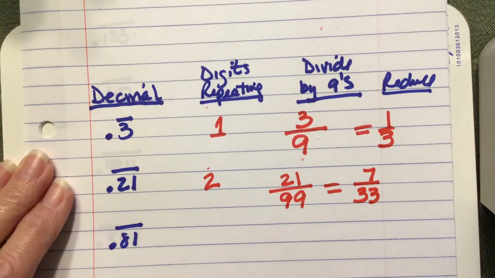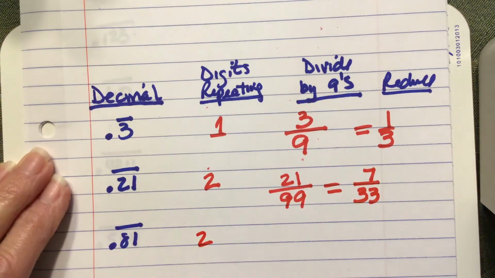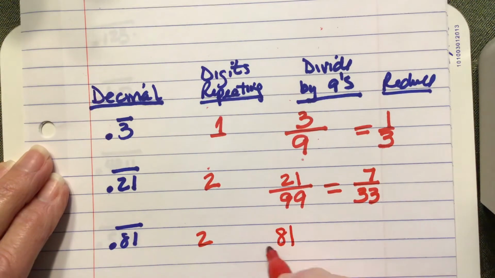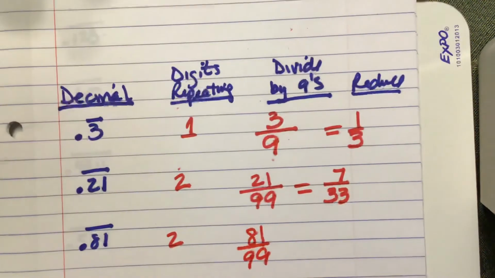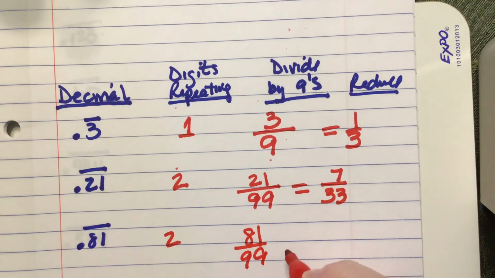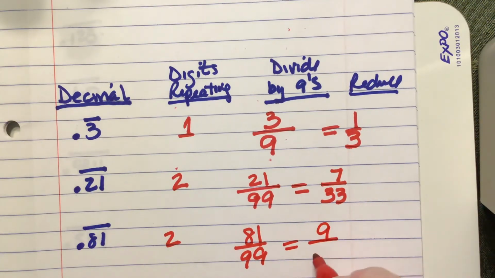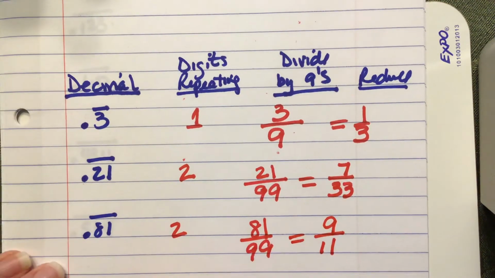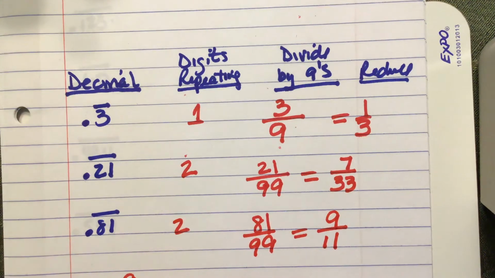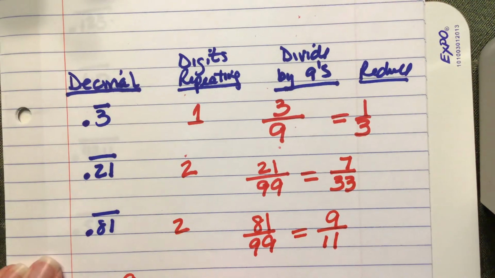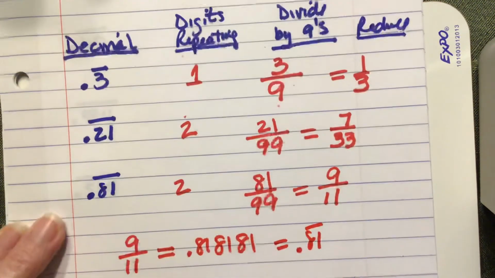So let's look at my next one. 0.81 repeating. So I have 2 digits that are repeating. So I'm going to say 81 divided by 99. There are my 2 9s. And 81 divided by 99, let's divide everything by 9, and I get 9/11. And if I'm not sure, I'm going to check on my calculator. 9 divided by 11 on my calculator will give me 0.818181, which is 0.81 repeating.